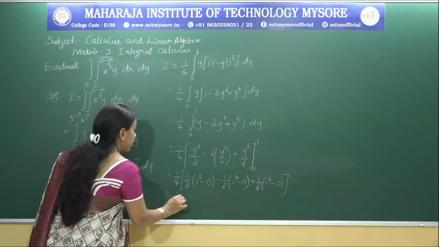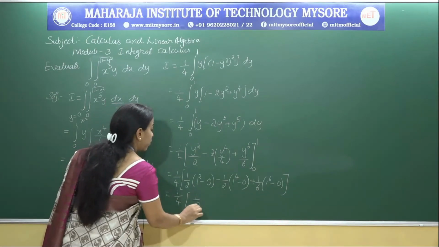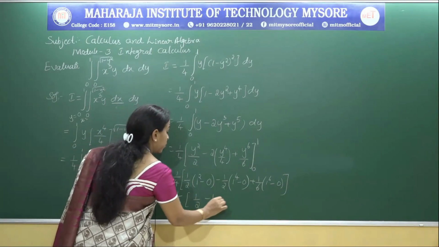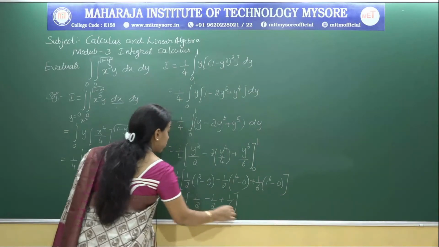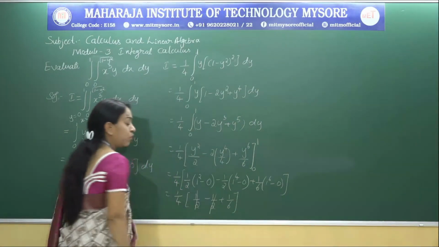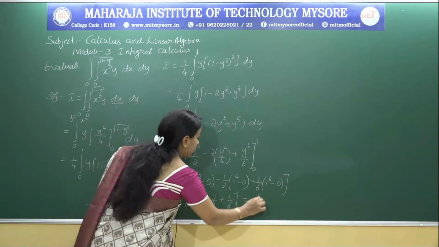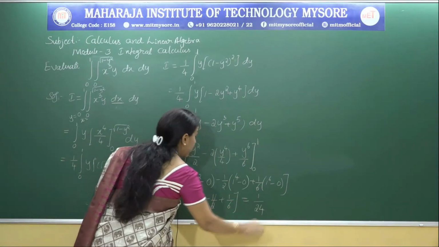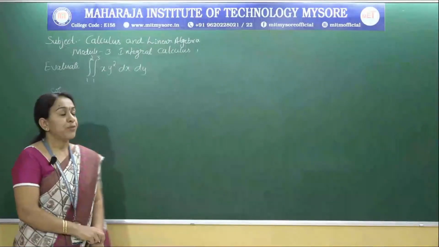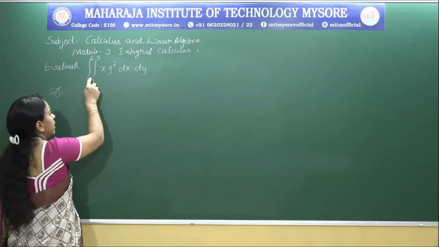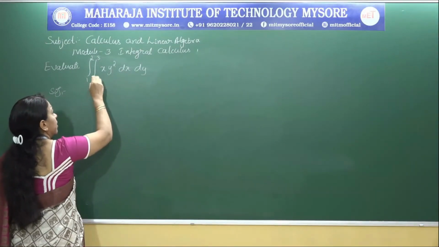So, we are left with 1 by 4 into 1 by 2 minus 1 by 2 plus 1 by 6. So, plus 1 by 2 minus 1 by 2 get cancelled. We remain with 1 by 4 into 1 by 6, which is nothing but 1 by 24.